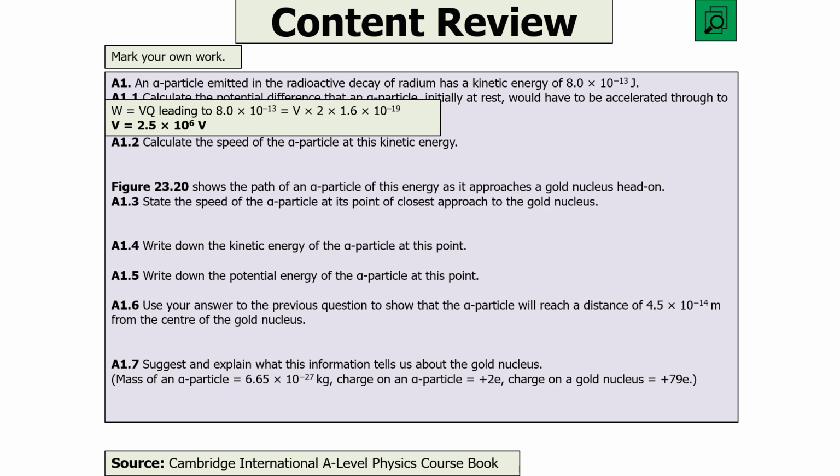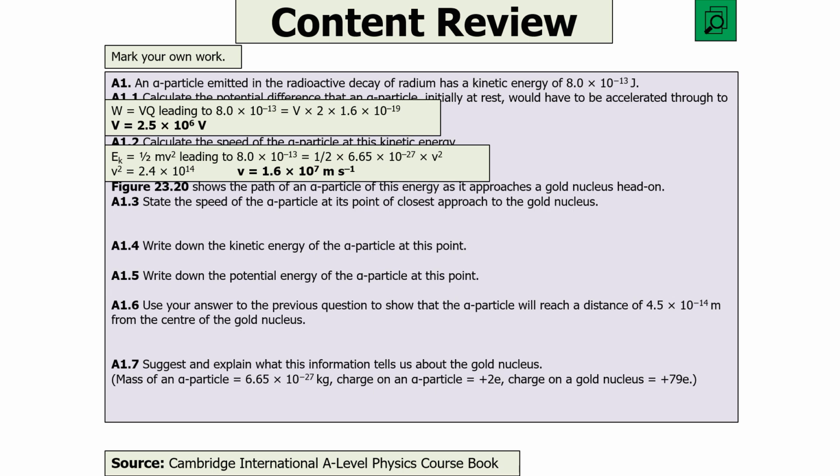In this next one, what's the speed? Well, we know our kinetic energy is going to be equal to 8 times 10 to the minus 13. We know E equals a half mv squared. Therefore, we can work out the mass of the alpha particle by adding together the masses of the 2 protons and the 2 neutrons. We can then work out what v is, and it is 1.6 times 10 to the 7 meters per second.